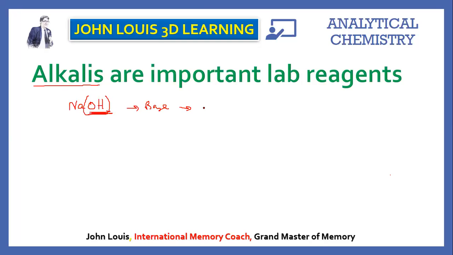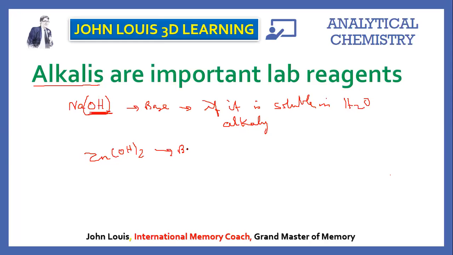And if it is soluble in water, that is known as alkali. If it is not soluble in water, then that is not an alkali, but still it is a base. For example, take zinc hydroxide. Zinc hydroxide is a base because it has OH minus ion, but it is not an alkali. Why? Because it is insoluble in water. So those bases which are soluble in water are called alkalis.